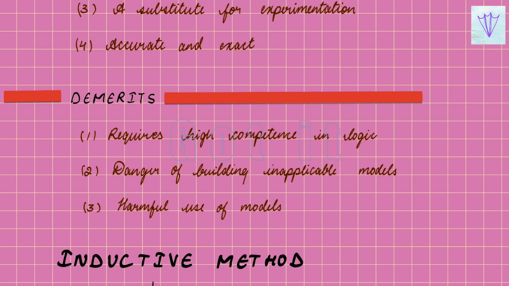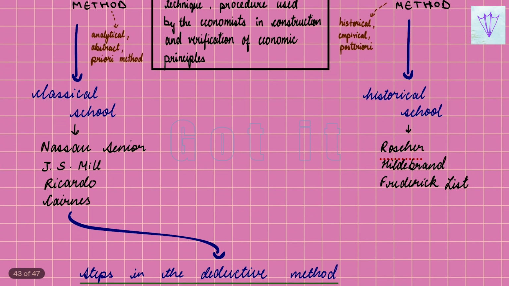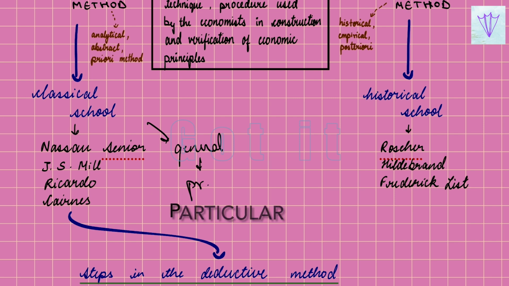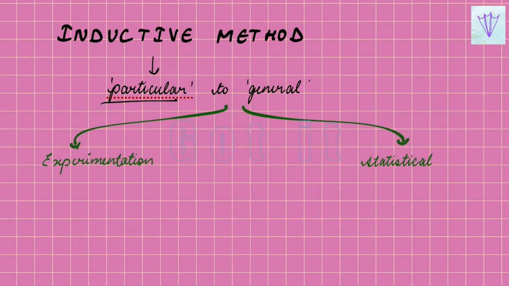The next method is the inductive method. Inductive is from particular to general. In the deductive method, we went from general assumptions from the actual world to some particular theory you want to formulate out of logic. And here it is from particular to general.